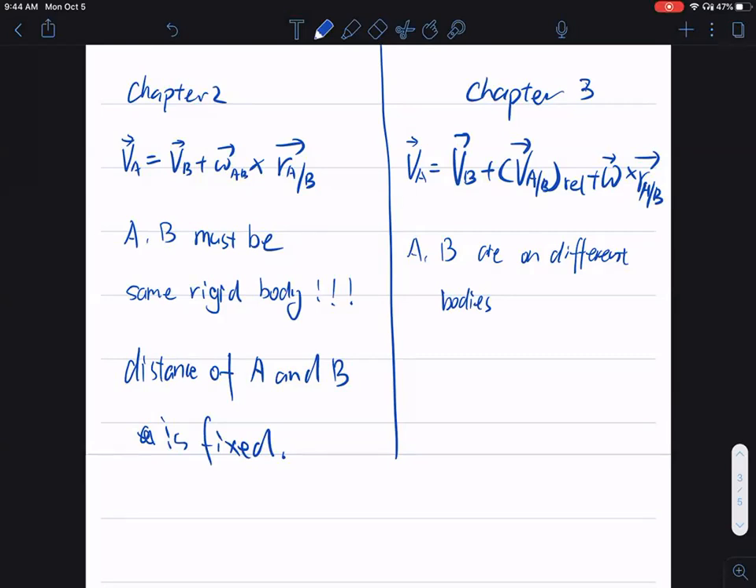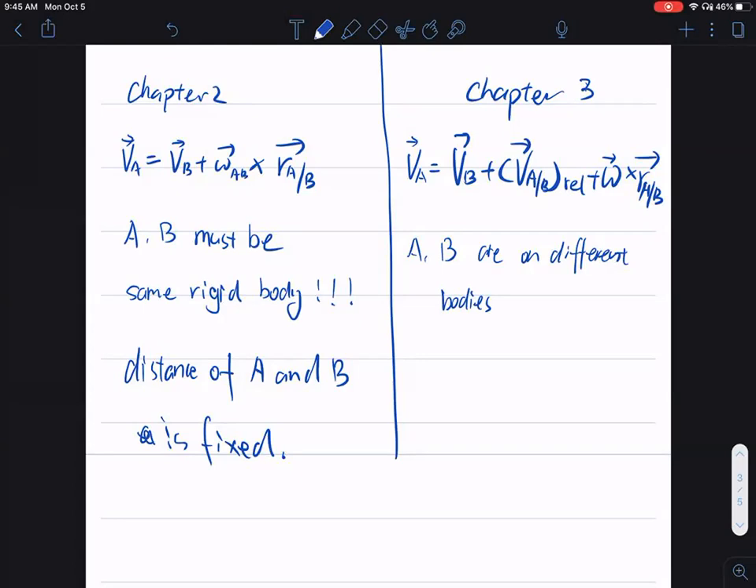Okay. If we want to use this equation for the 2 points on the same rigid body, this term V A relative to B, what is that? If right now, Josh and me, we have the fixed distance, what's the relative velocity between us? If you look at me, I look at you, what's our velocity? 0. We're not moving, we're looking at each other, right? So this term is 0 in that case. If that term is 0, what would you have? You end up with exactly 2 same equations.